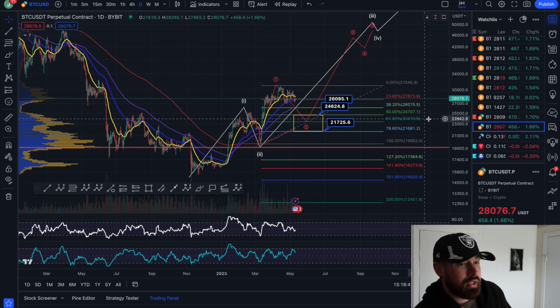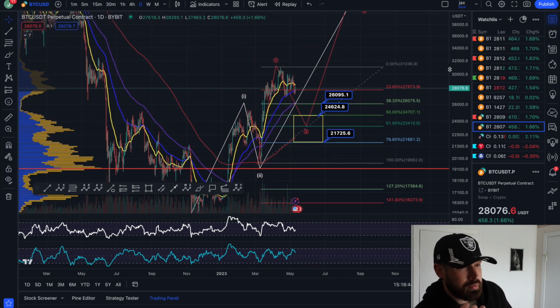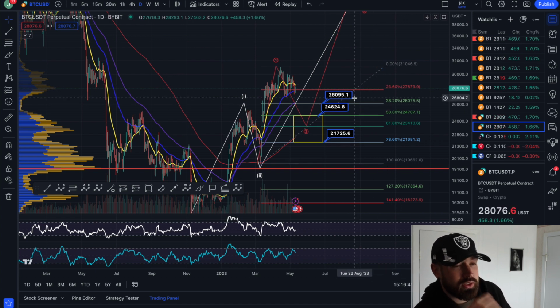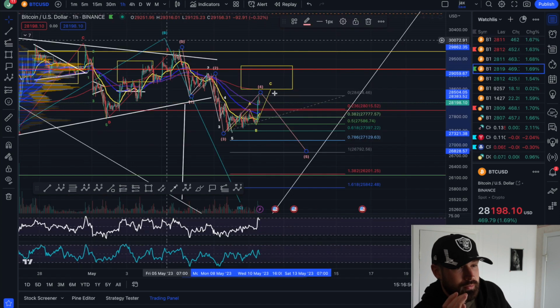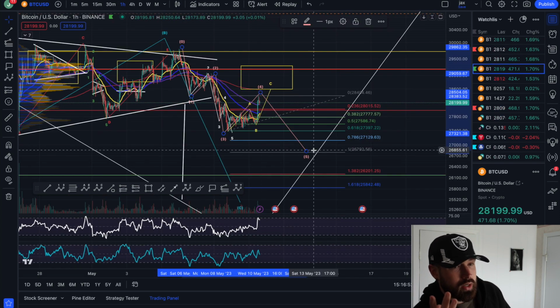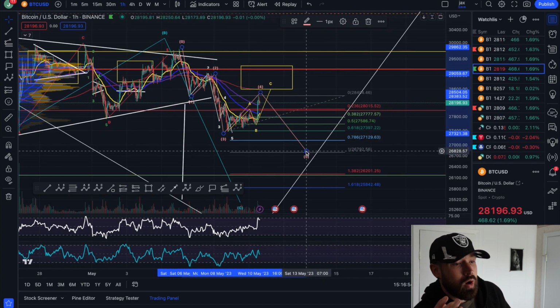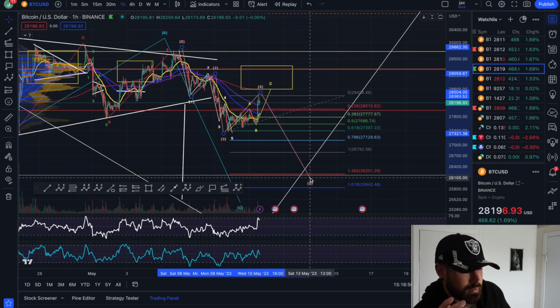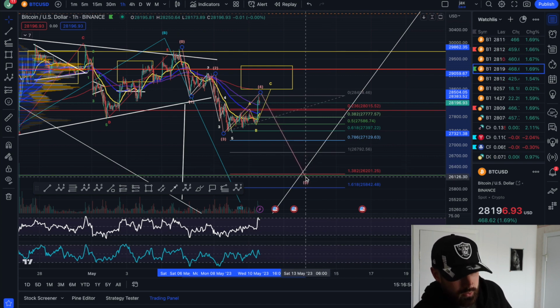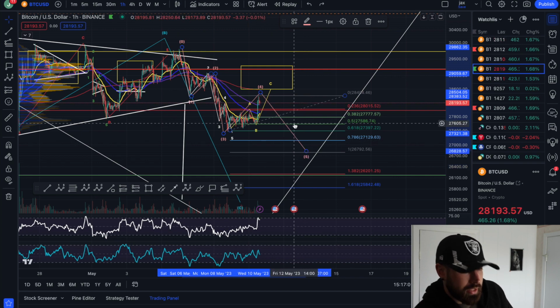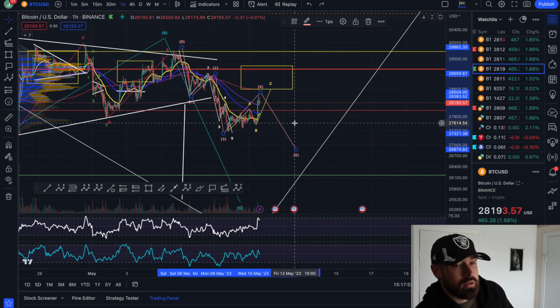The minimum target for a 2 is the 38.2% fib level, which is 26K. So this cannot be a 4, because the wave 5 wouldn't even reach the target. Unless the wave 5 is going to go all the way down to 26K and be super overextended, I don't think that's likely. All right, gang, ladies and gentlemen.